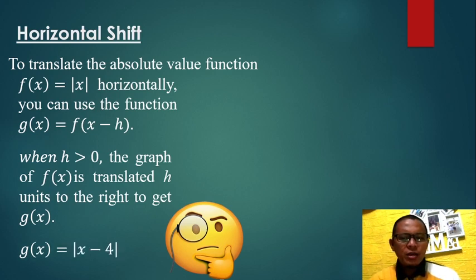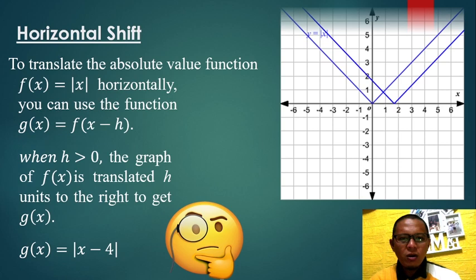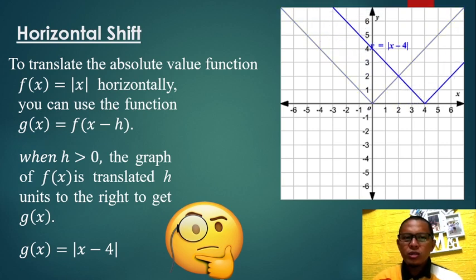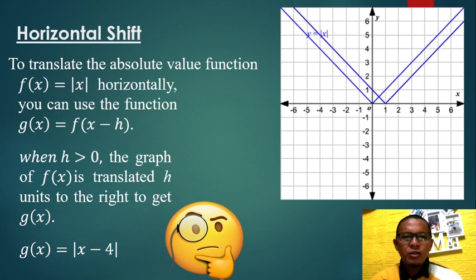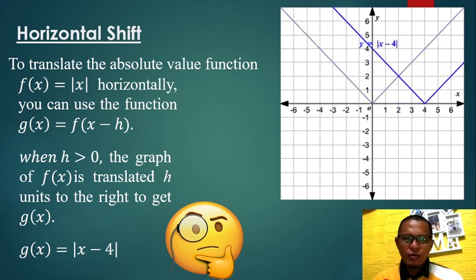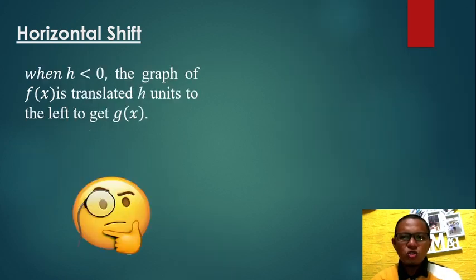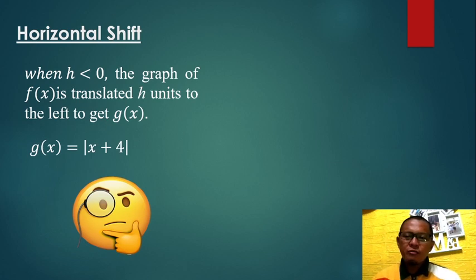For example, if g of x is equal to the absolute value of x minus 4, then your graph is going to the right because the value of your h here is greater than 0. Okay, when h is less than 0, the graph of your f of x is translated h units to the left to get the g of x. So for example, g of x is equal to the absolute value of x plus 4.